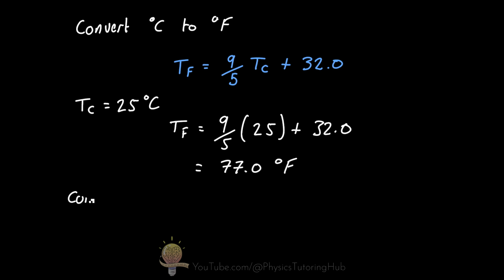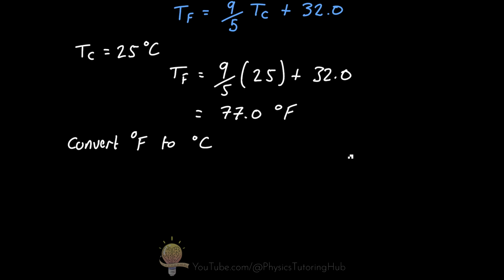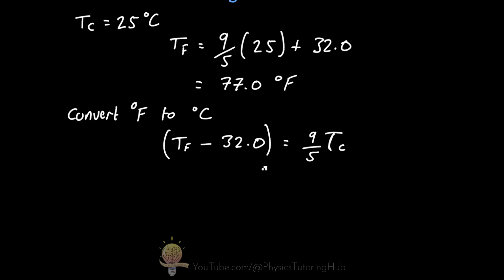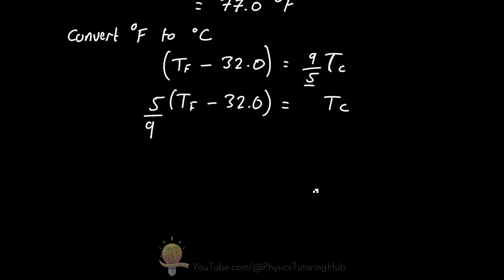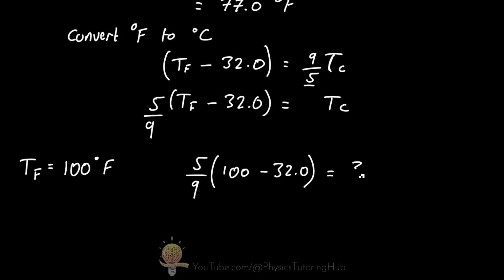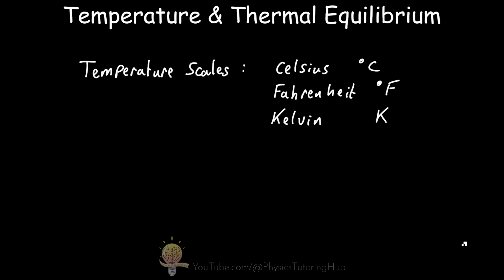Now if we want to reverse this and convert degrees Fahrenheit into degrees Celsius, we can simply rearrange this equation. So if we minus both sides of the equation by 32 here, then multiply this expression in brackets by 5, and then divide both sides of the equation by 9, we isolate the temperature in Celsius. So 100 degrees Fahrenheit, when we plug this into our equation, is equal to 37.8 degrees Celsius, to 3 significant figures.